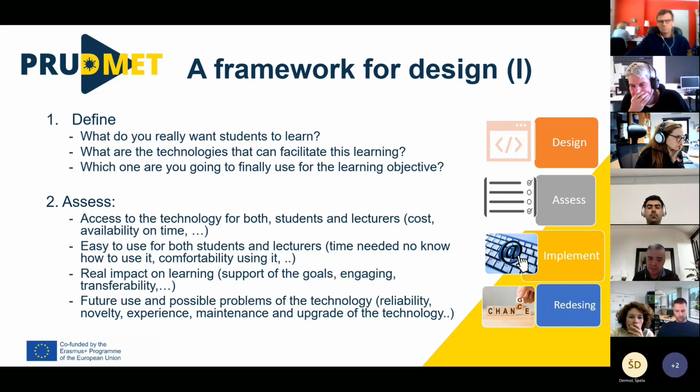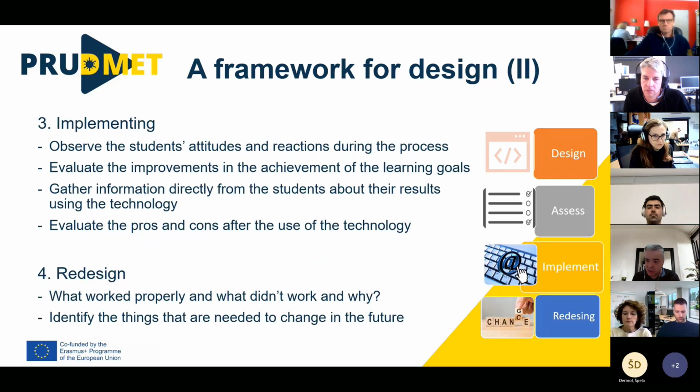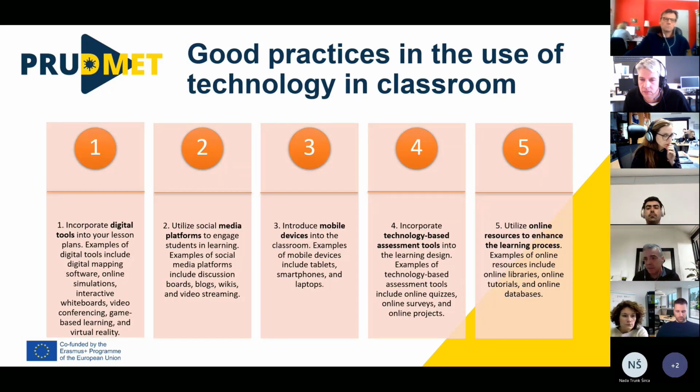The second is assess, that means see if we can use it or not, if they are prepared, if they are not prepared, if this technology can have a real impact in the learning or not. The third point is implementation, and with implementation, the evaluation of the results. And finally, the last step in the design is the redesign. That means to reflect about if the results that we have achieved at the end are as we expected at the beginning or not.